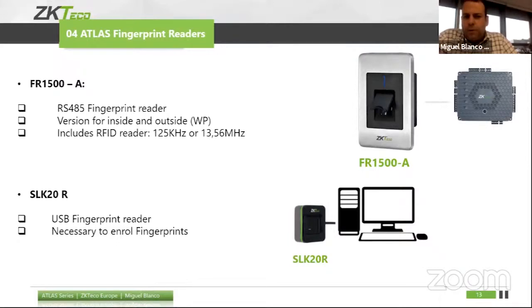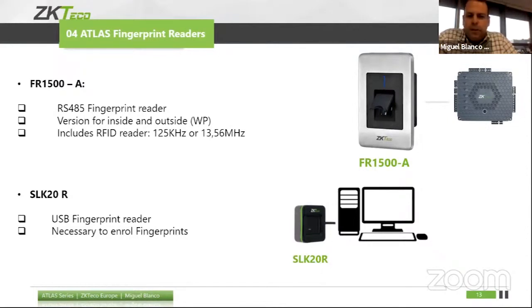The FR1500A is an RS-485 fingerprint reader that can be connected to the biometric controllers. We have 2 versions. One version is for inside, and we have one version for outside that is waterproof. And it also includes an RFID reader. So it's both a fingerprint and RFID reader.